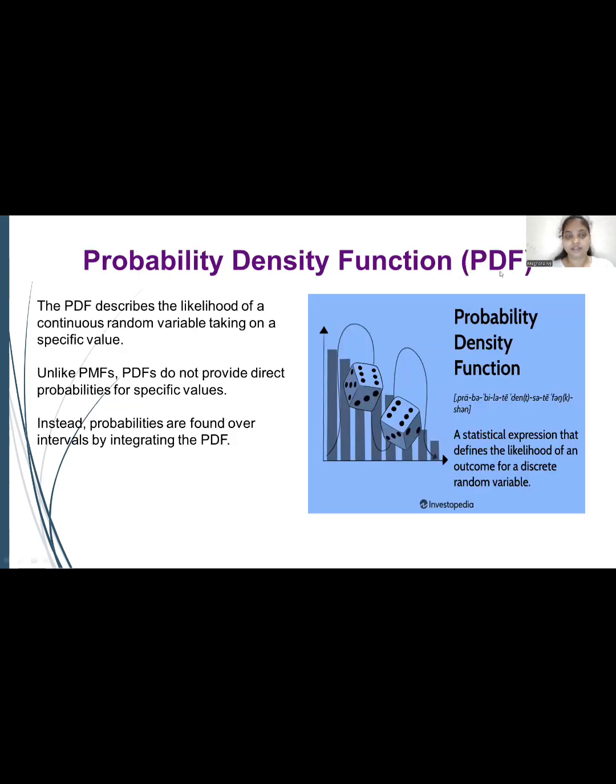Probability density function. The PDF, which means probability density function, describes the likelihood of a continuous random variable taking on a specific value. Unlike a PMF, a PDF does not provide direct probabilities for specific values. Instead, probabilities are found over intervals by integrating the PDF.